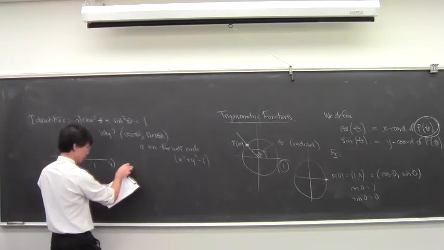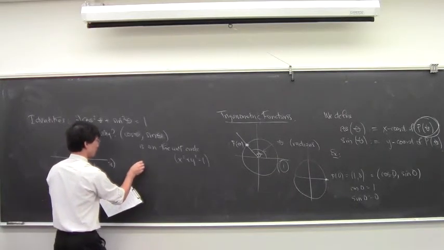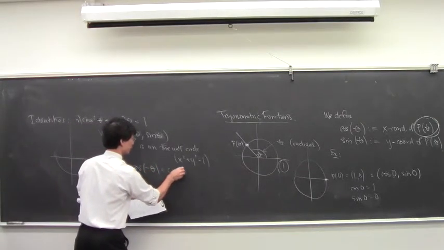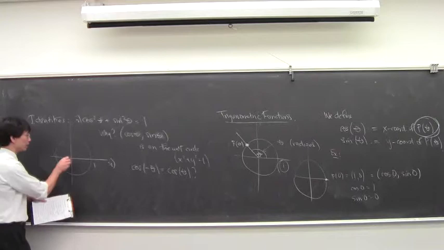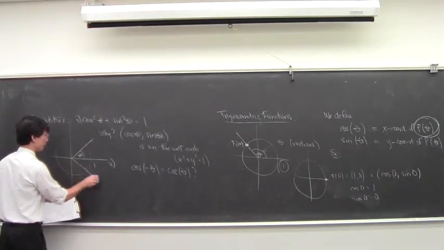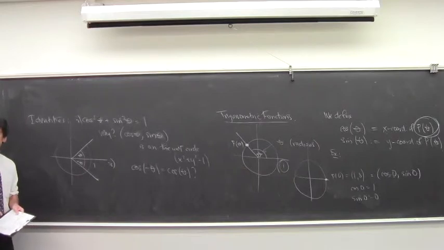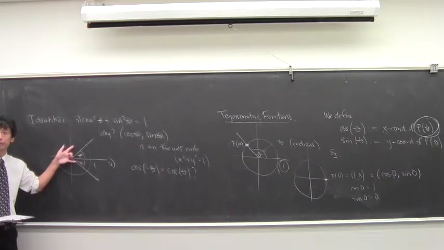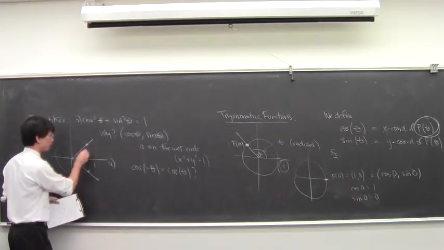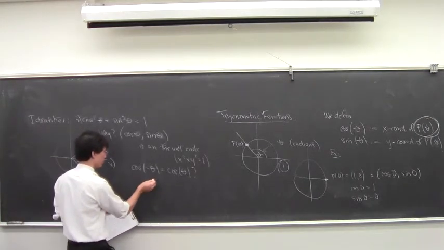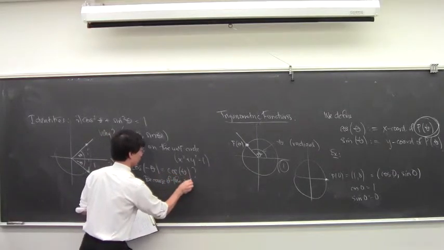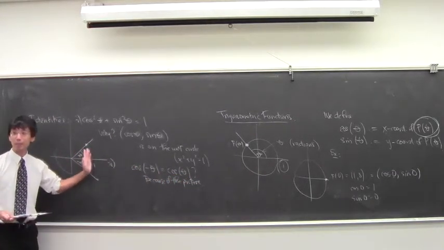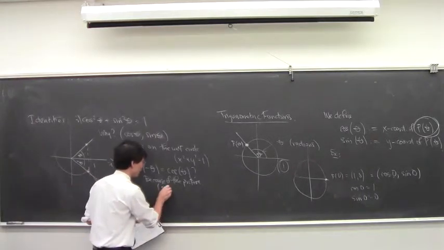Second, why is cosine of negative theta equal to cosine of theta? If I have an angle theta and an angle negative theta, what do I see about them? They have the same x-coordinate, because of the picture. These guys have the same x-coordinate.